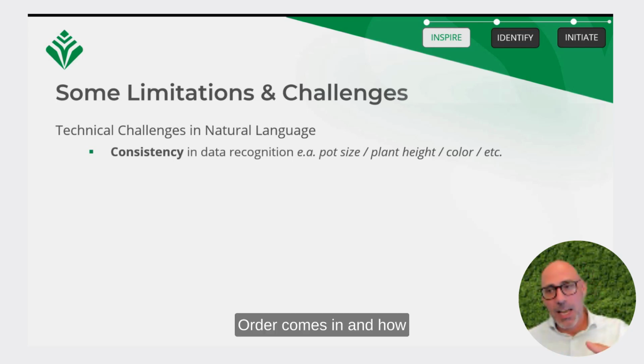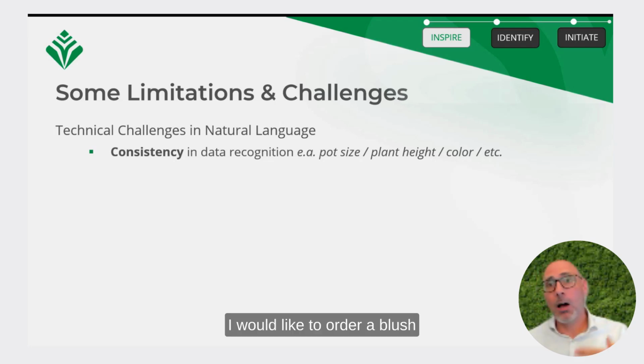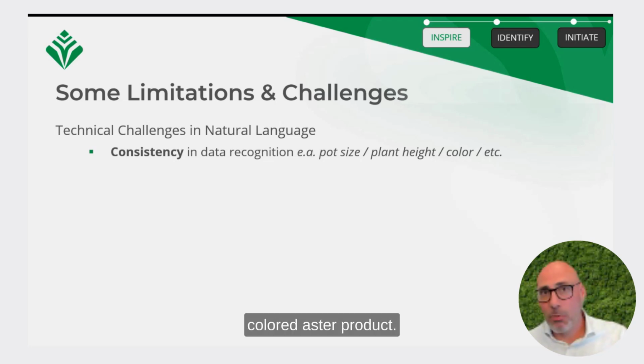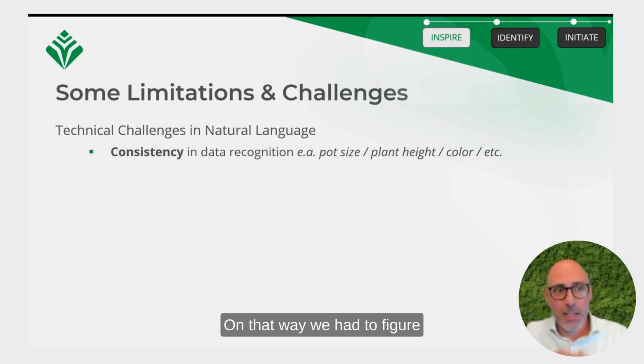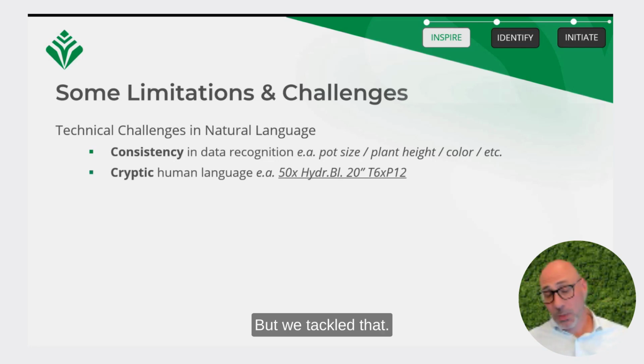An order comes in, and how will it be able to recognize pot sizes, plant heights, color codes? For instance, if an order comes in and a customer asks, I would like to order a blush colored aster product, it should interpret that as, oh, blush, that is kind of pink. I do have pink products in here, right? So we had to figure out how to solve these types of property and feature code inconsistencies, but we tackled that.